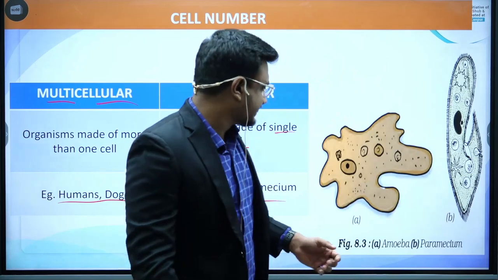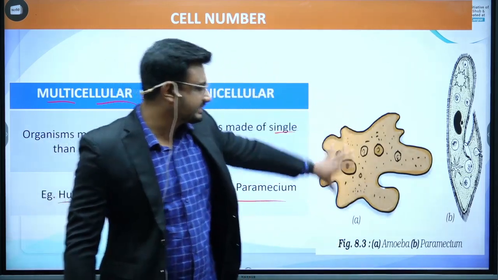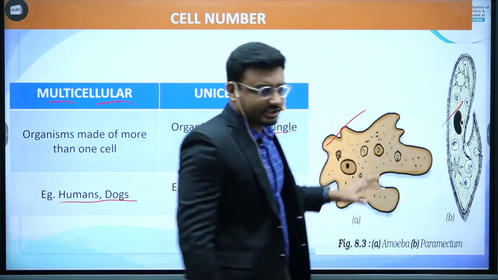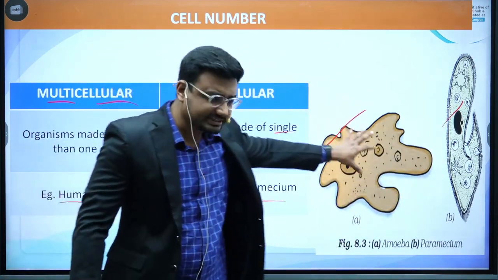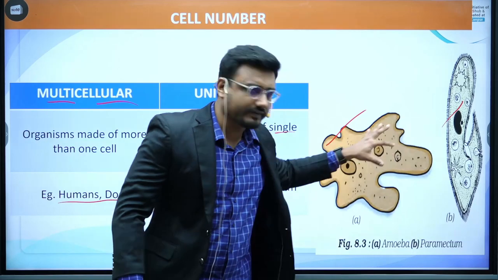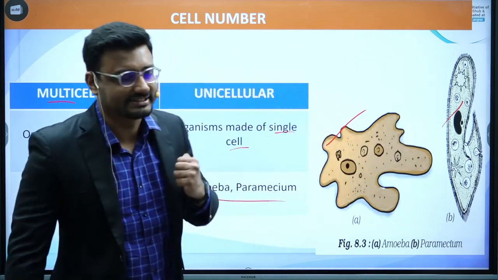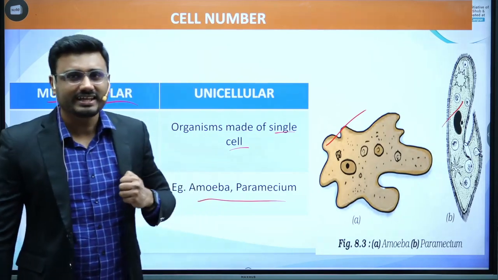Here we can see the diagram of amoeba. This A1 is amoeba, and this one is paramecium. We can see only a single cell constituting the whole body of these organisms. That is why they are known as unicellular organisms. Now let's move on to the next slide.